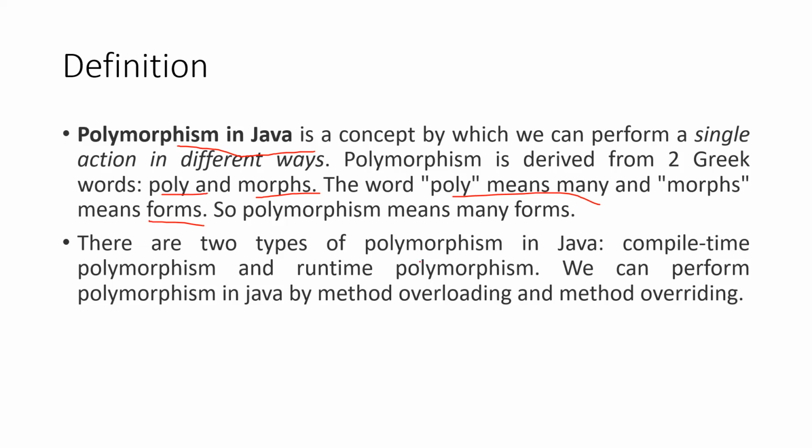There are two types of polymorphism: compile-time polymorphism and runtime polymorphism. We can perform both polymorphisms in Java. Runtime polymorphism is achieved by method overriding, and compile-time polymorphism is achieved by method overloading. So these are the two kinds of polymorphism.